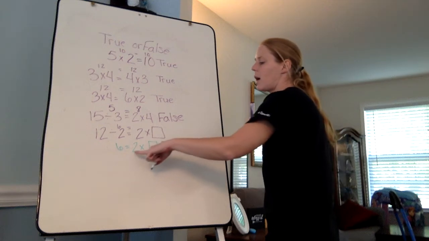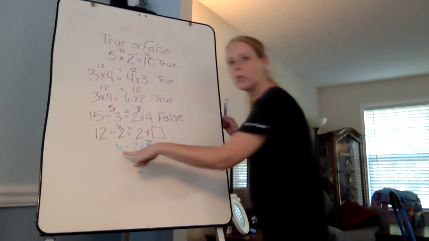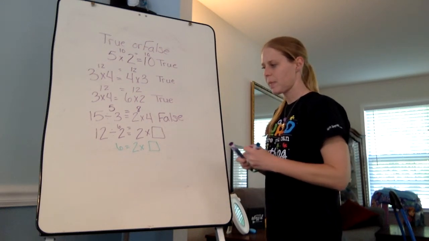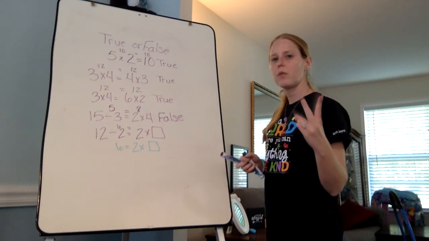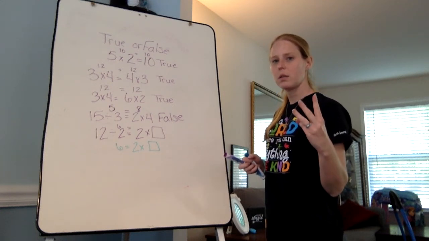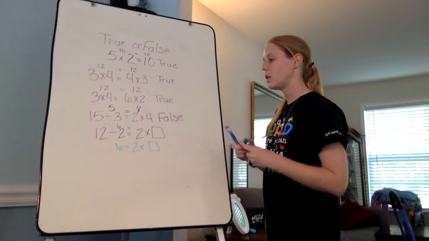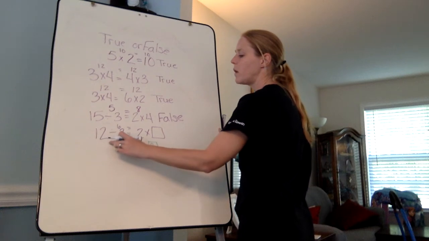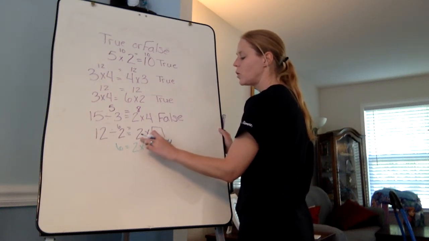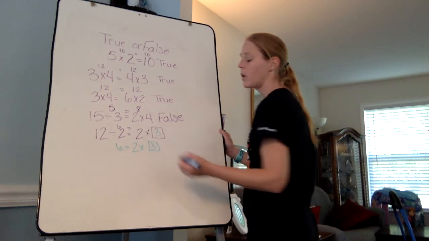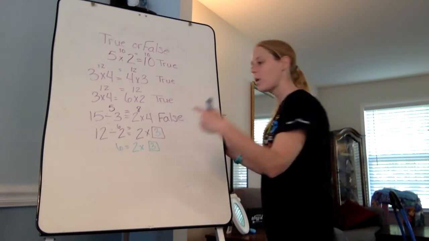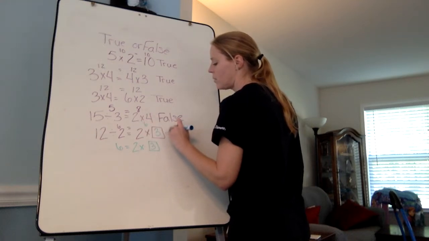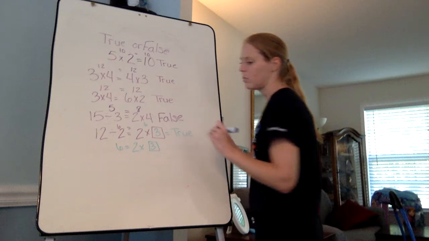Our answer has to balance this equation to equal 6. So 2 times what number equals 6? Well, let's count. 2, 4, 6. 2 times 3 equals 6. So 12 divided by 2 equals 2 times 3. And because 2 times 3 equals 6, this will make this problem true.